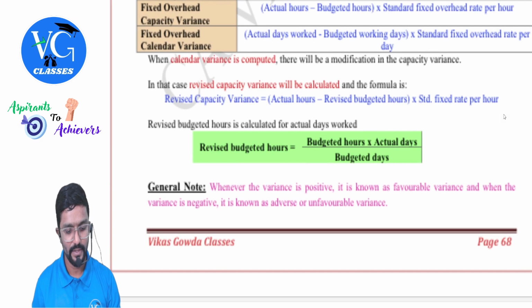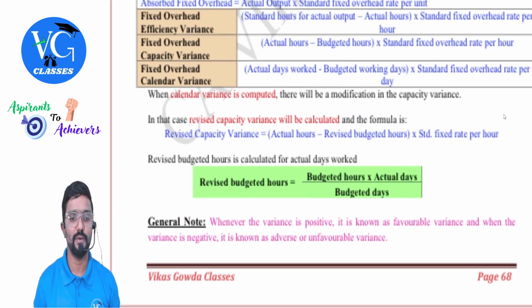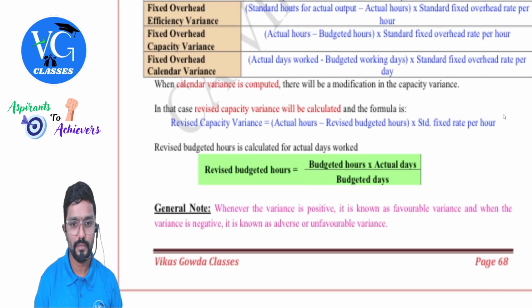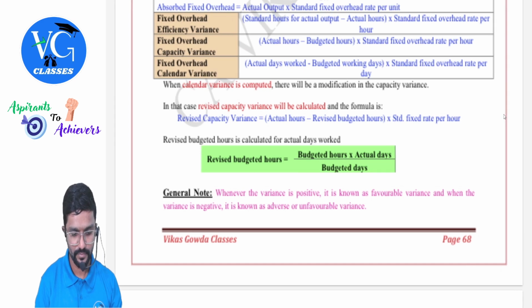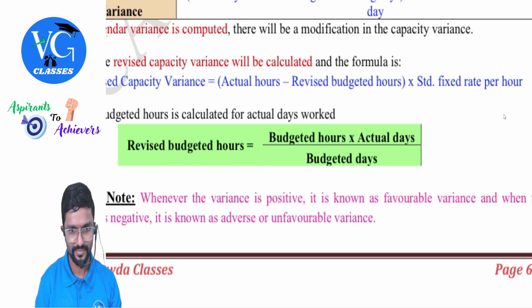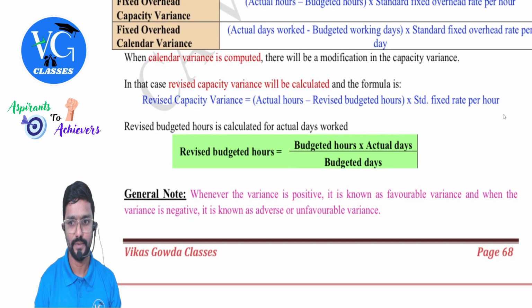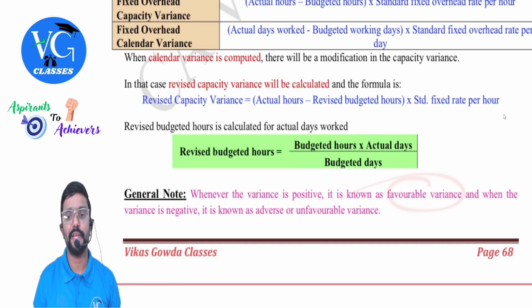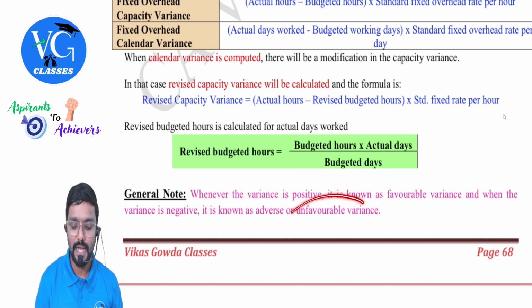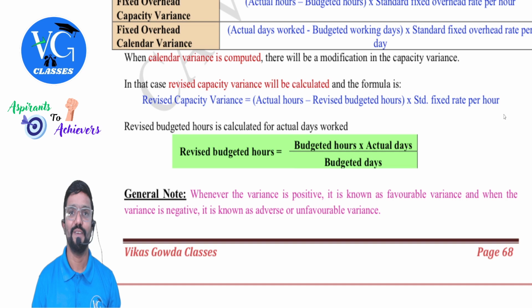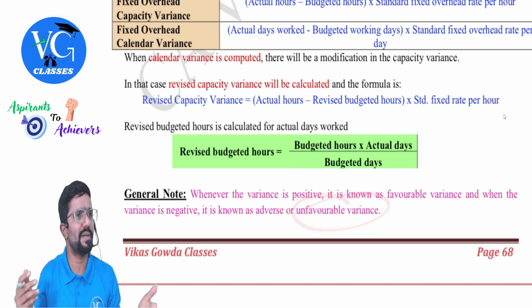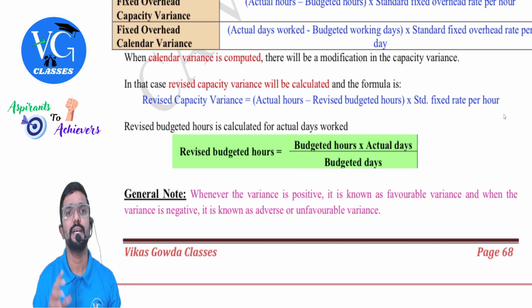Okay, fine. General note at the end. What is that general note, sir? Whenever the variance is positive, then it is known as favorable variance. And when the variance is negative, we call it unfavorable variance. But ideal time variance will always be adverse. And unfavorable and adverse is one and the same. Unfavorable is otherwise called adverse.